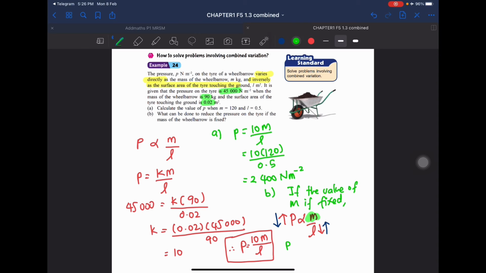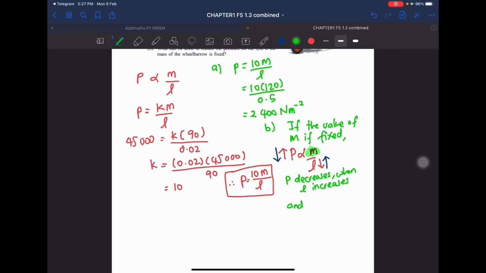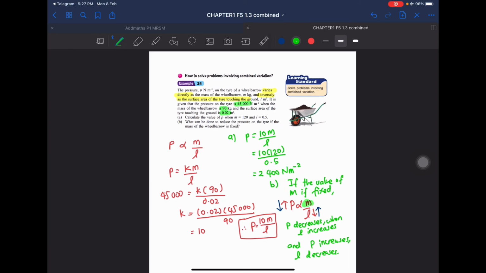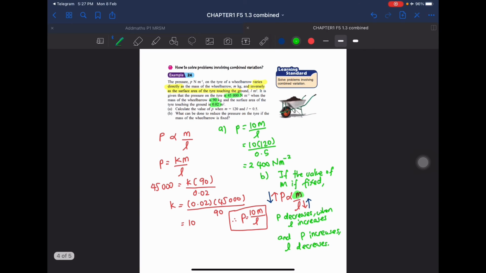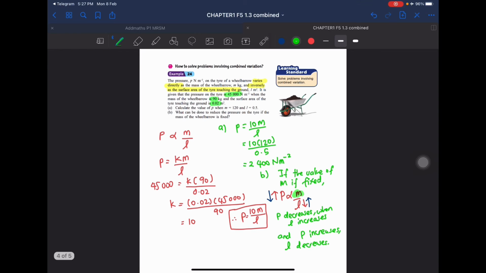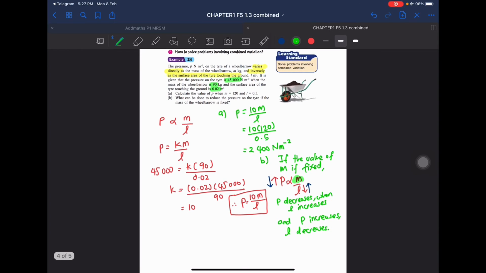p decreases when l increases, and when p increases, l will decrease. So that is meant by varies inversely.